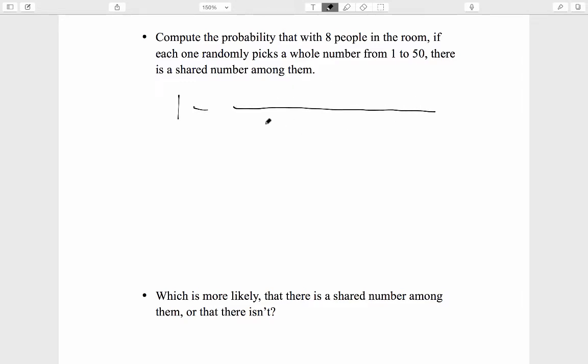To compute the probability that these 8 people all pick distinct numbers, let's understand the experiment. It is an 8-stage experiment. There are 8 slots, and within each slot, there are 50 possibilities for how each person could pick their number. Each one has 50 choices, and therefore the denominator will be 50 to the 8, but I'm writing it out in gory detail here to really emphasize the nature of the experiment.